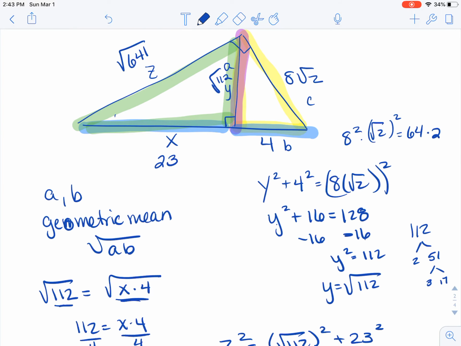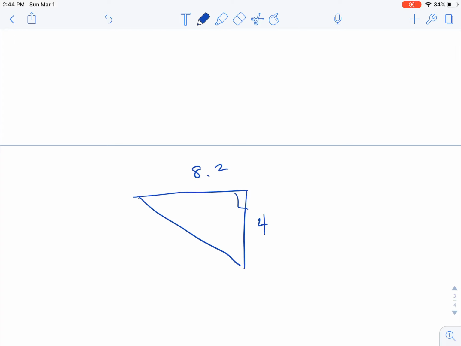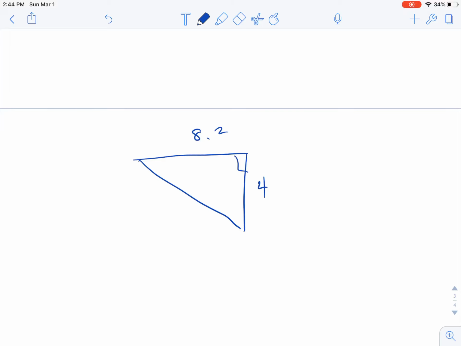641. And I'm really glad you asked both of these questions together, because hopefully seeing that last one actually helps you with the other two questions that you asked. So if we have the two legs of a right triangle, we can find the hypotenuse using the Pythagorean theorem. So if we label this as C, we can say C squared equals 4 squared plus 8.2 squared.